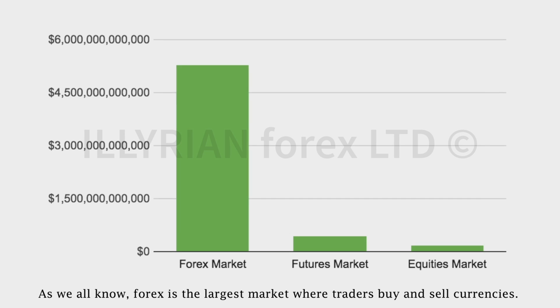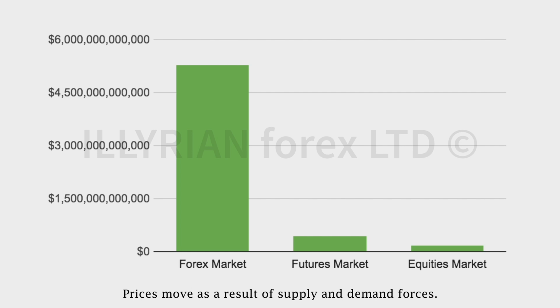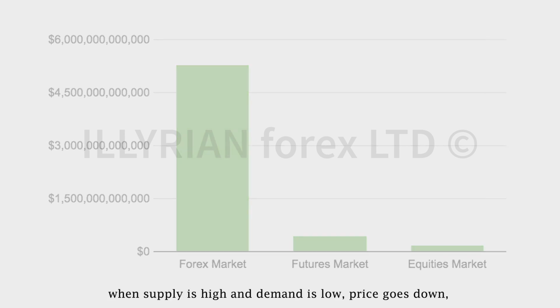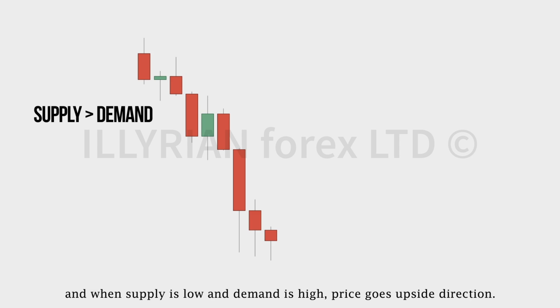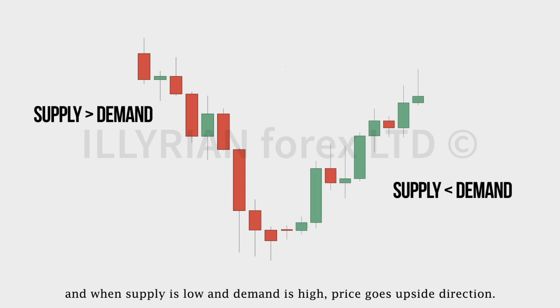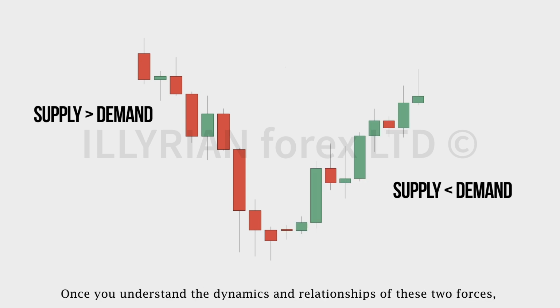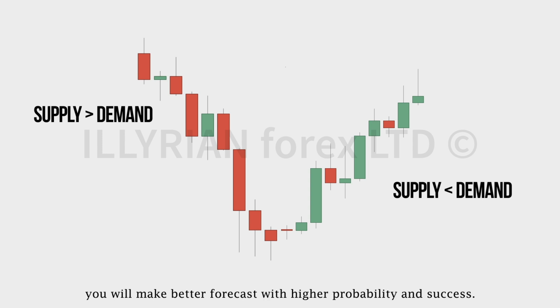As we all know, forex is the largest market where traders buy and sell currencies. Prices move as a result of supply and demand forces. When supply is high and demand is low, price goes down, and when supply is low and demand is high, price goes in an upside direction. Once you understand the dynamics and relationships of these two forces, you will make better forecasts with higher probability and success.